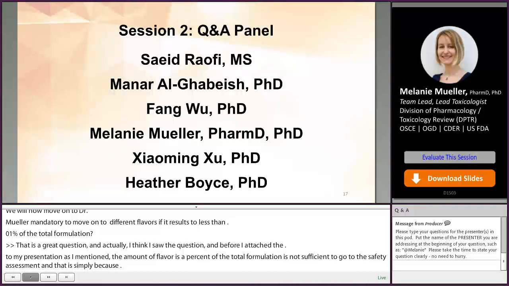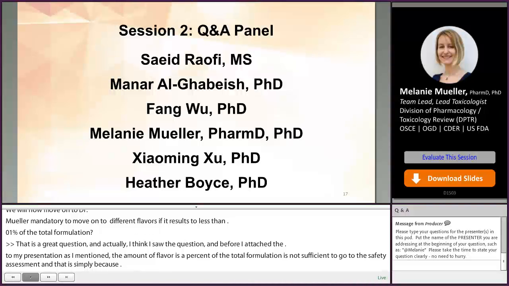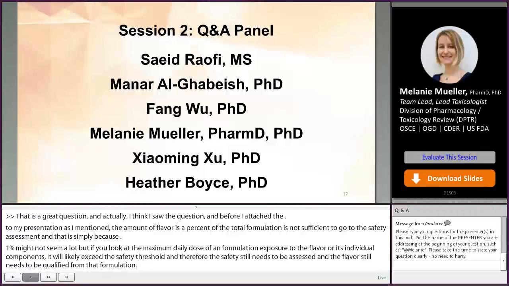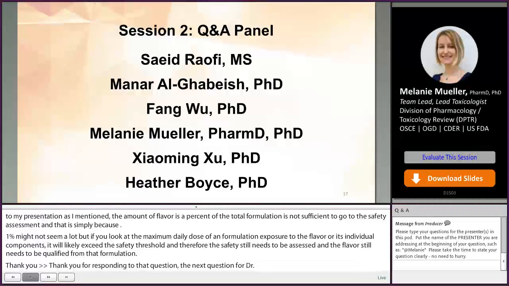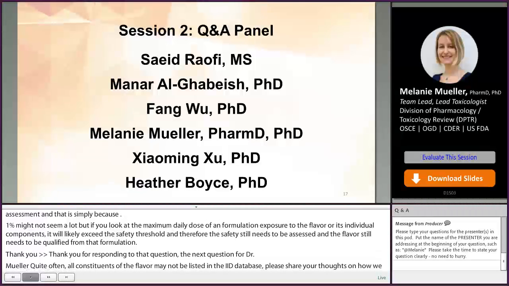Quite often, all constituents of the flavor may not be listed in the IID database. Please share your thoughts on how a generic potential applicant should go about justifying such components of a flavor.